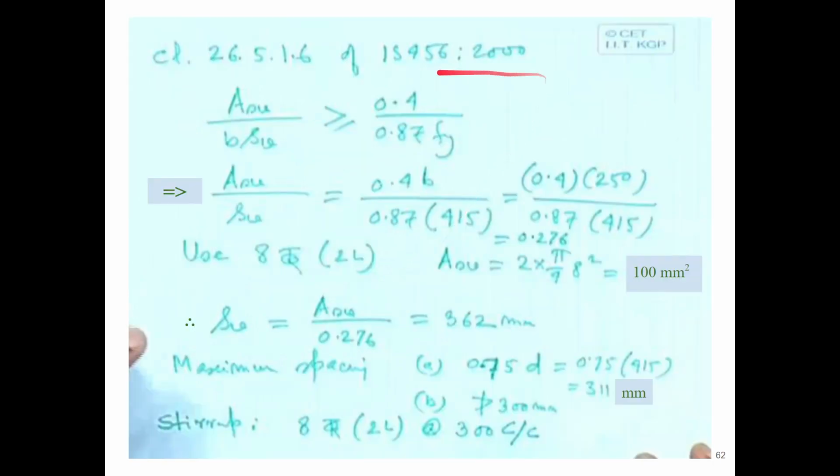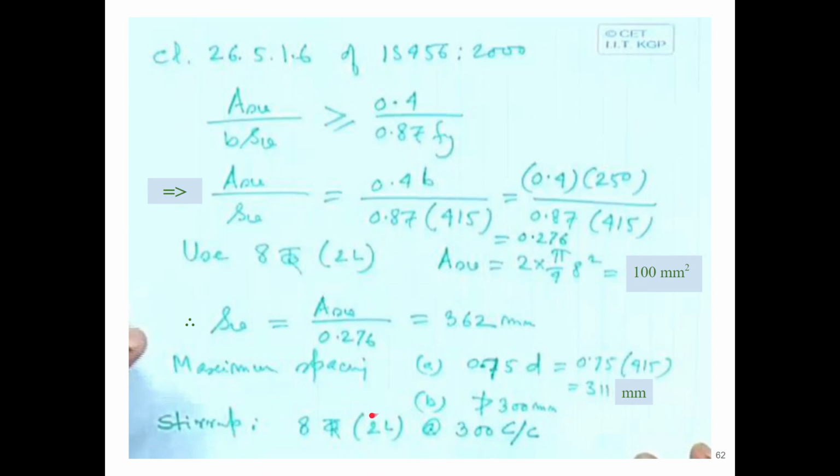So for that, this clause, as I told you initially, the formula is tau v minus tau c, and this value is taken as 0.4. Okay, although it will be negative here, it is taken as 0.4. So Asv by b sv is greater than or equal to 0.4 by 0.87 fy. So substituting the values, we get Asv by sv is 0.276, and using 8 diameter 2-legged stirrups, we get Asv as 100 mm square. So sv is equal to 362 millimeter.